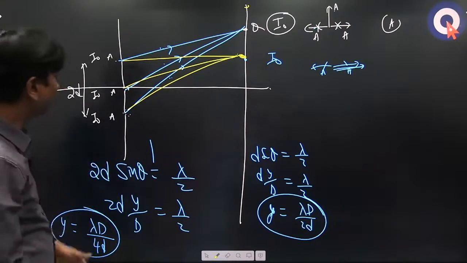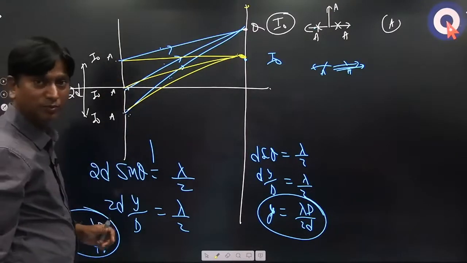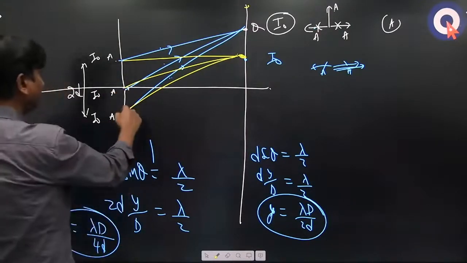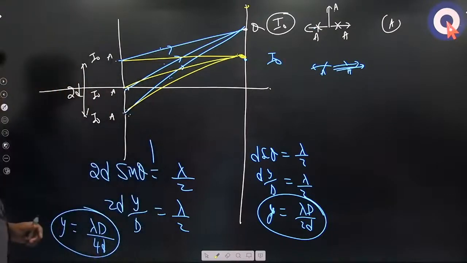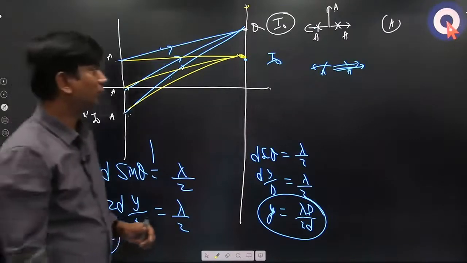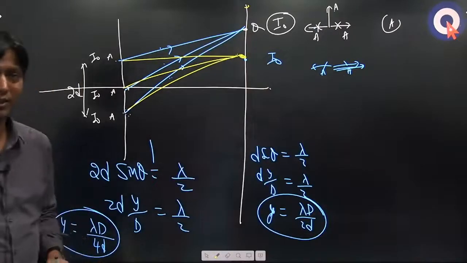Second time what I was taking is first two only lambda by 2. Okay. Next two also lambda by 2. First and last you will get lambda. Right. So that time you will get 2a this side, a this side, resultant will be a, means resultant I naught. Then also it is correct.